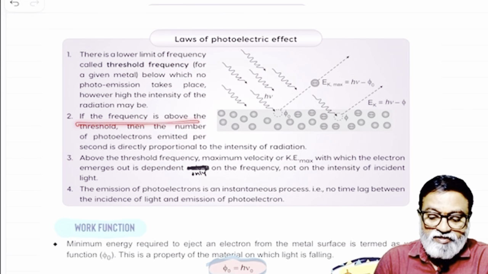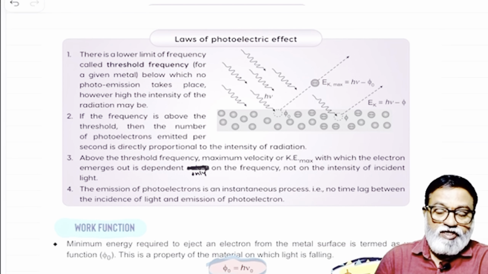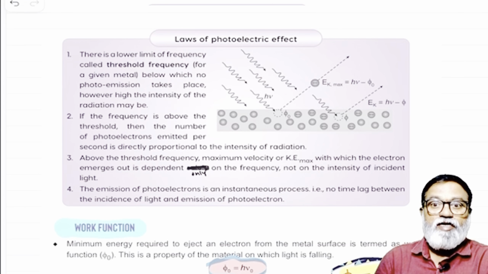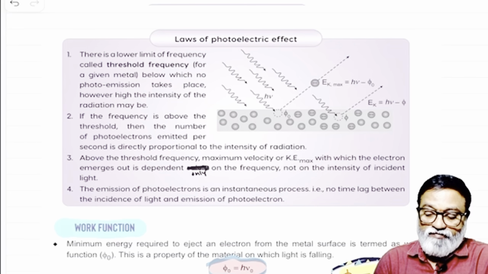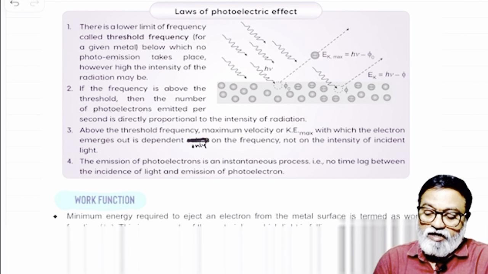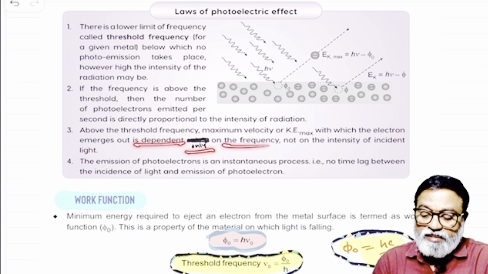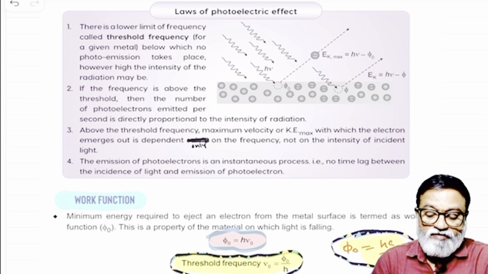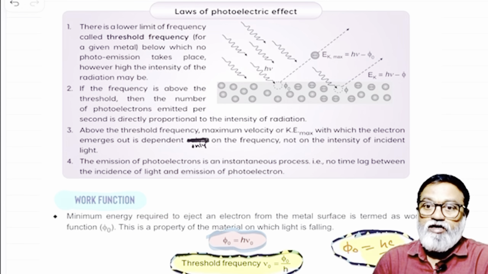Next, if the frequency is above the threshold, then the number of photoelectrons emitted per second is directly proportional to the intensity of radiation. As the intensity increases, the number of photons incident per second on the metal also increases. Therefore, increasing intensity increases the number of photons. This will increase the photoelectric current. Above the threshold frequency, the maximum velocity or maximum kinetic energy with which electrons emerge depends only on the frequency, not on the intensity of incident light.